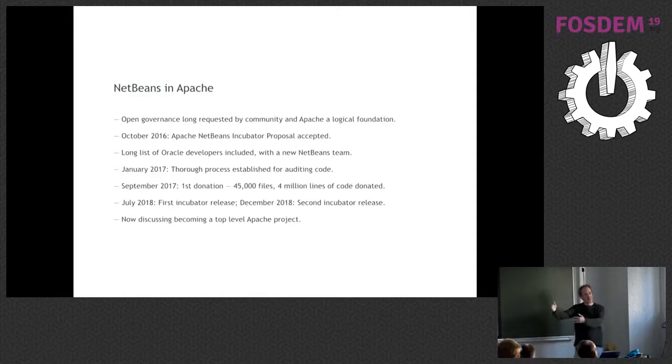And once it's in Apache, a second process begins, because Apache can't release GPL code. Oracle doesn't care, Apache does. So the second process has to begin in Apache to scrub that code, remove GPL, remove binaries. So it's a massive process. We are about 2/3 of the way through this process. We're still in the incubator. We're right now talking about leaving the incubator.